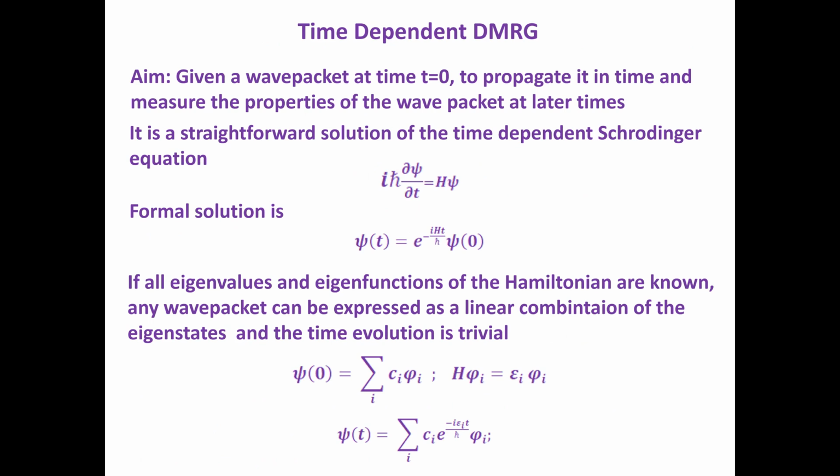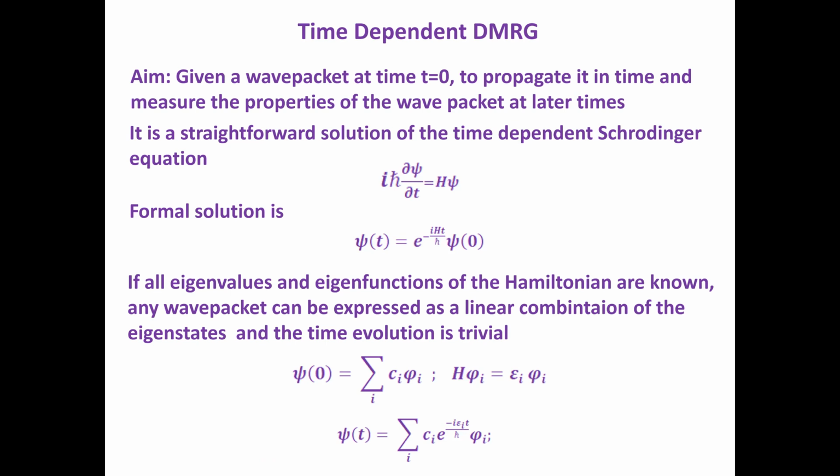Okay, so what is time dependent DMRG? If you are given a wave packet at time t equal to 0, you want to propagate it in time. And how do you propagate it in time? Just solve the time dependent Schrodinger equation. So i h cross del psi by del t is H psi. The formal solution for this is nothing but psi of t is equal to e to the power minus iHt by h cross times psi 0.